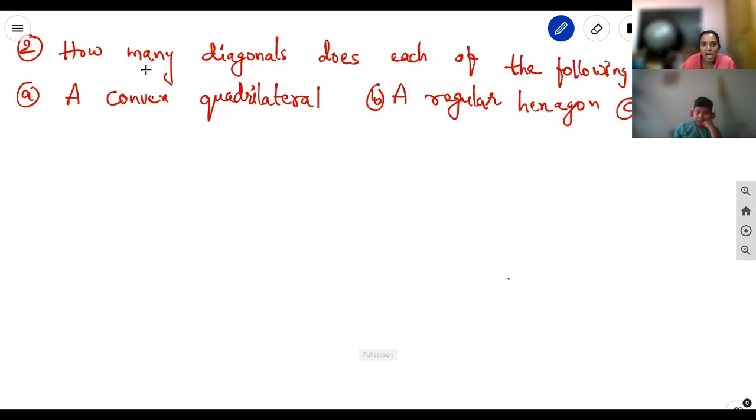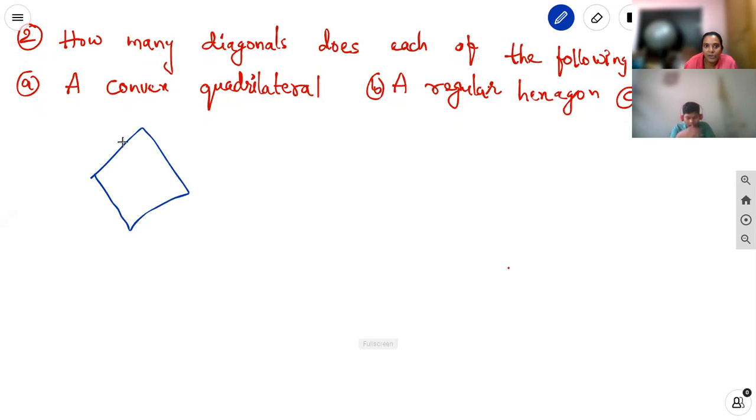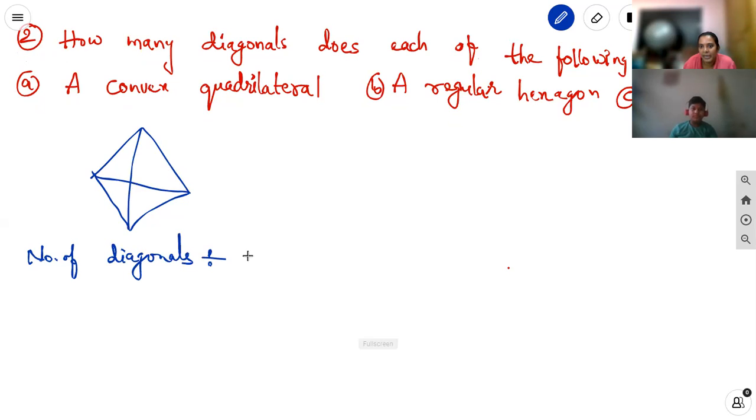Second problem: how many diagonals does each of the following have? First, a convex quadrilateral. Quadrilateral means the joining of 4 line segments. In this, how many diagonals are there? This is one diagonal, and this is another. So the number of diagonals in the quadrilateral is 2.